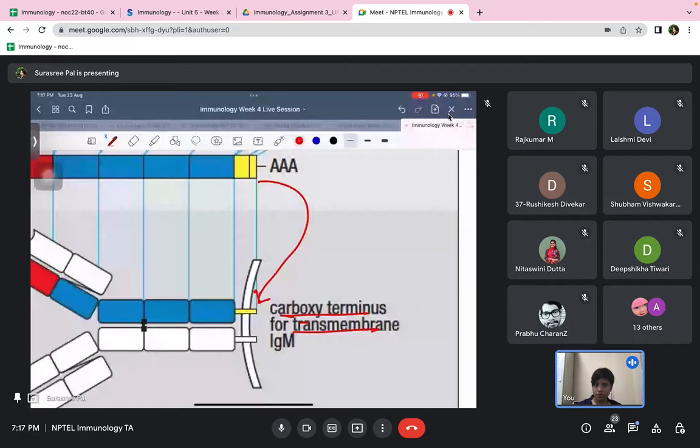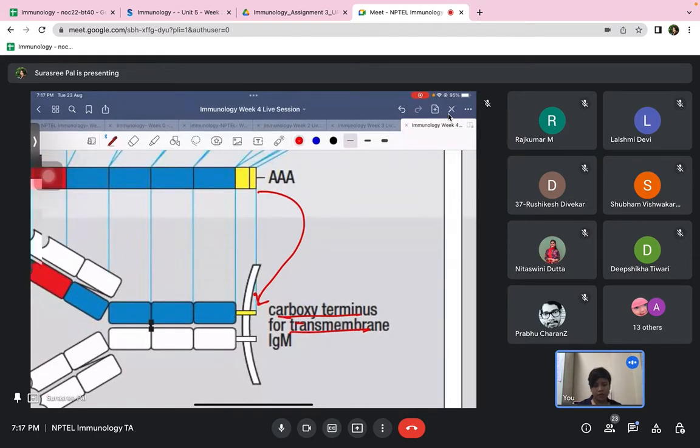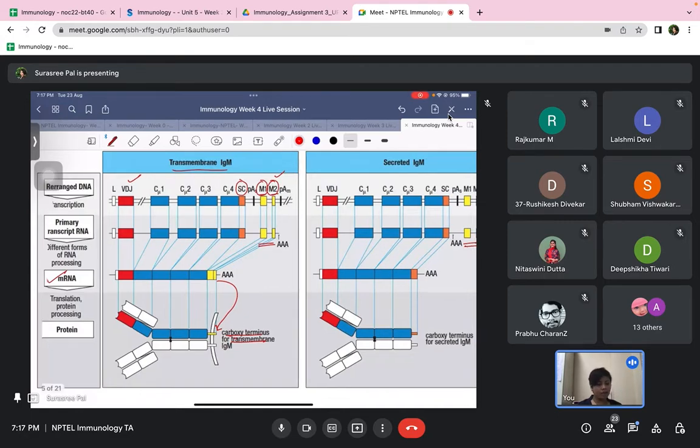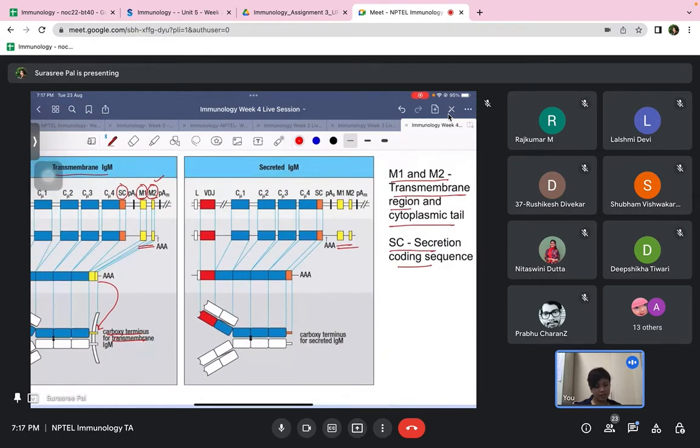So M1 and M2 are these sequences which code for the transmembrane region of the IgM, and therefore this particular immunoglobulin will be bound to the membrane, or it will be transmembrane. Whereas if the immunoglobulin has to be secreted outside the cell, then these M1 and M2 should not be present in the mature mRNA.